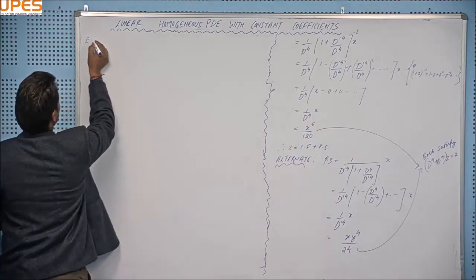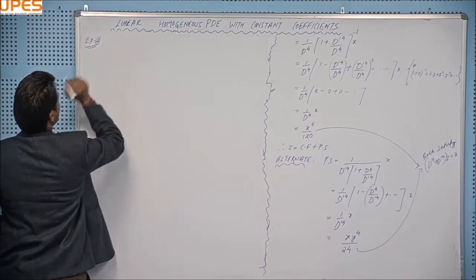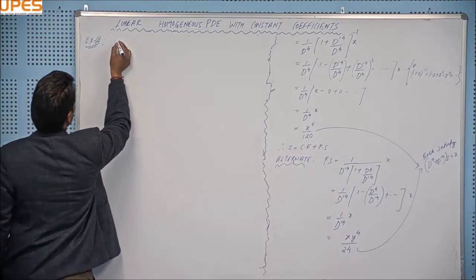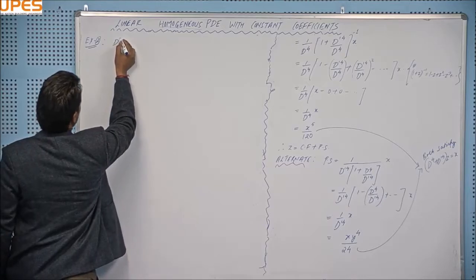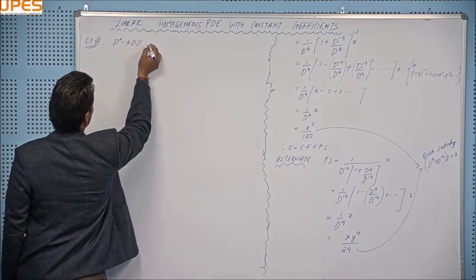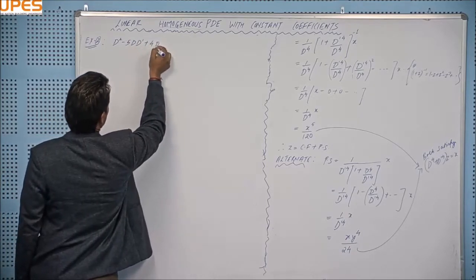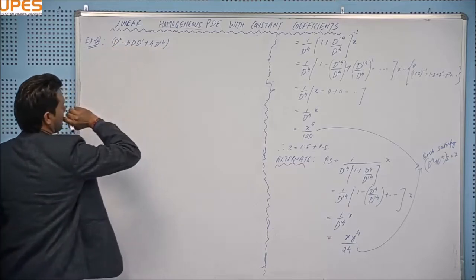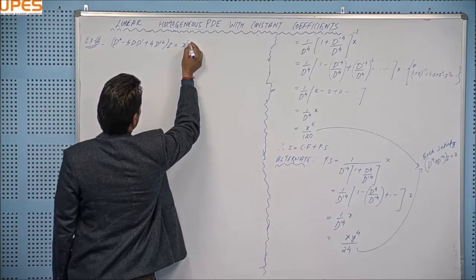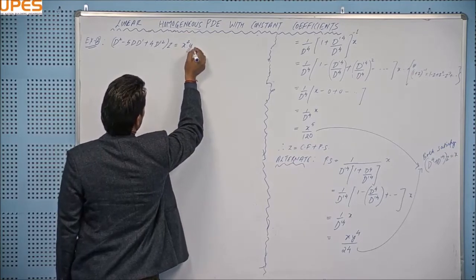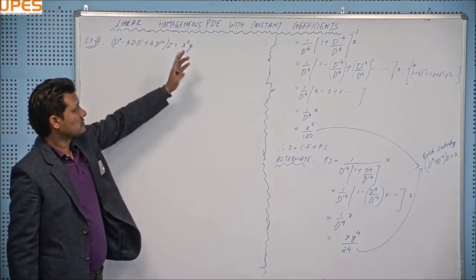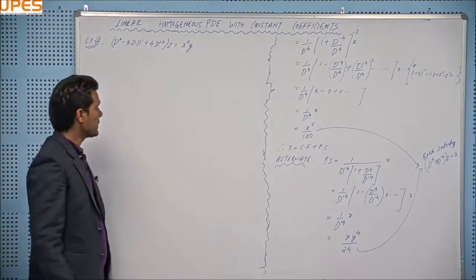Example number 2. Okay, right. Let me solve D square minus 5DD' plus 4D' square, z equal to x square y, right? And in this problem, the right hand side consists of x as well as y.